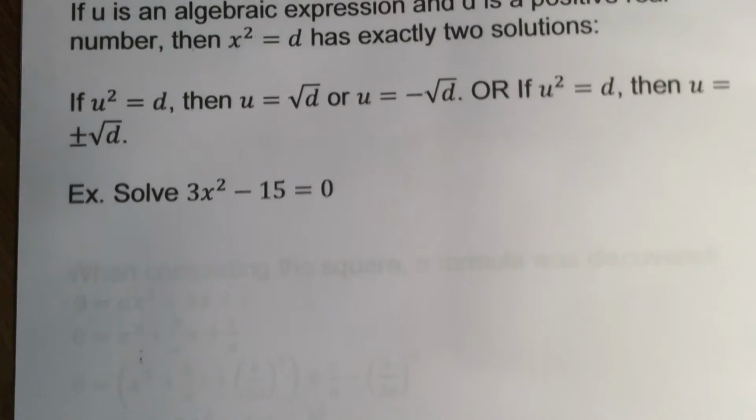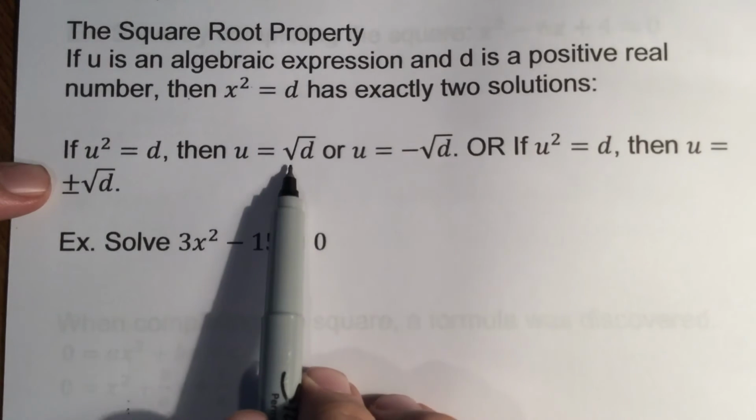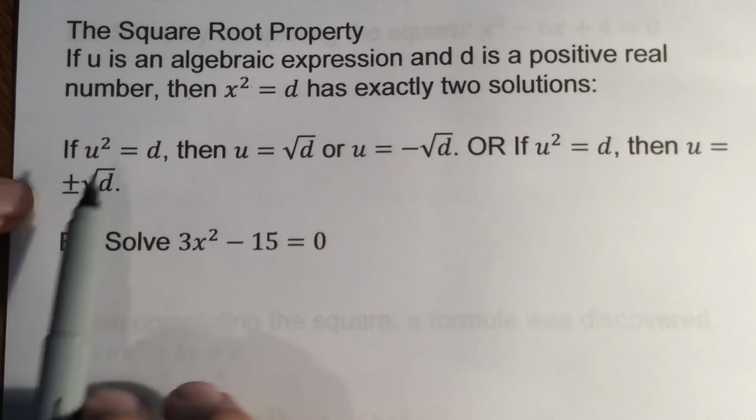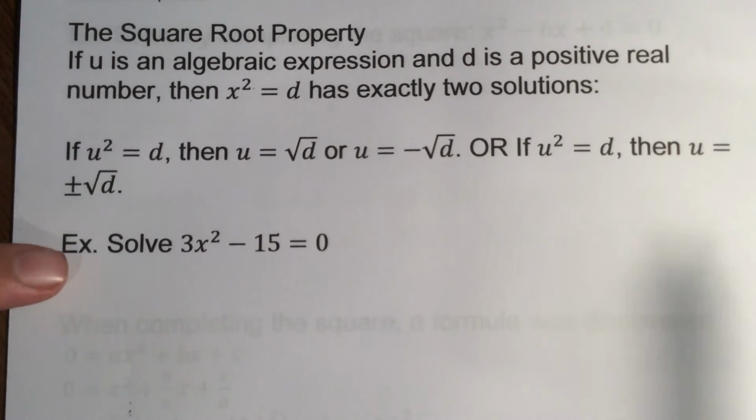So what that's called is the square root property. So u is an algebraic expression, d is a positive real number. U squared equals d has two solutions. So the positive square root of d and the negative square root of d. So plus or minus the square root of d. That square root always will have a plus or minus when we're solving them out.